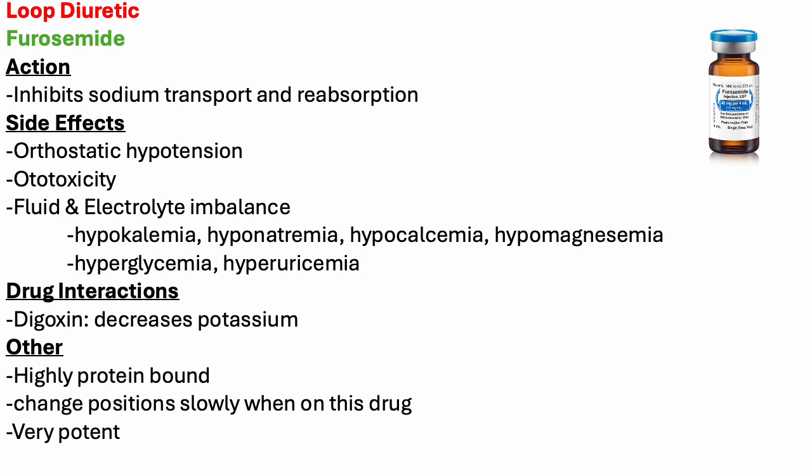Other notes with this drug are that digoxin is a drug interaction, which is the same thing, which could cause a decrease in potassium. This drug is very protein bound, so taking it with anticoagulants could be a bad idea. And then you want to change position slowly while on this drug, mainly because of the orthostatic hypotension.